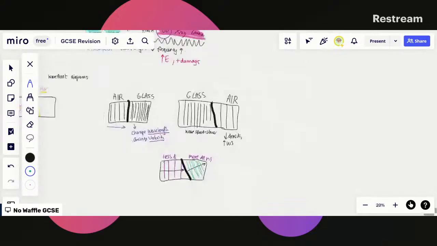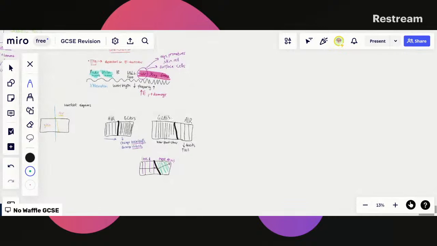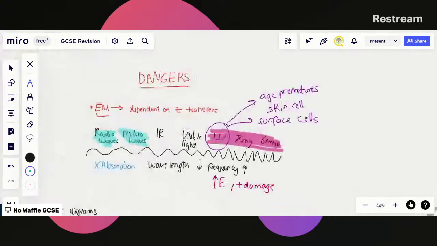Okay, let's go back to the damage and dangers of electromagnetic waves.